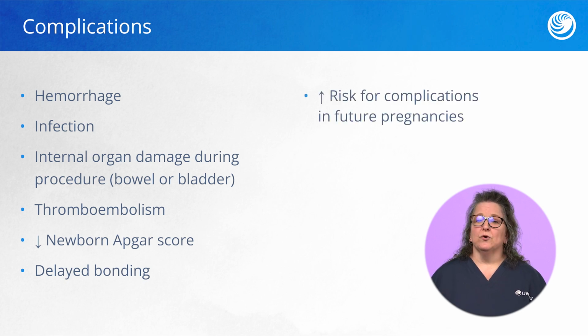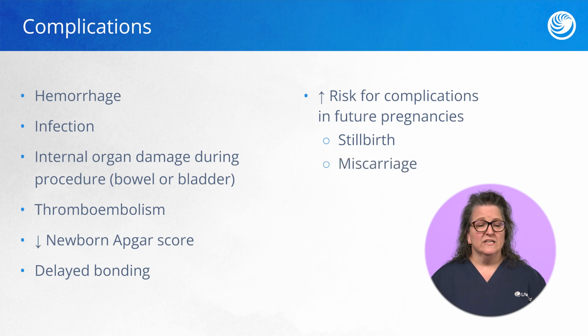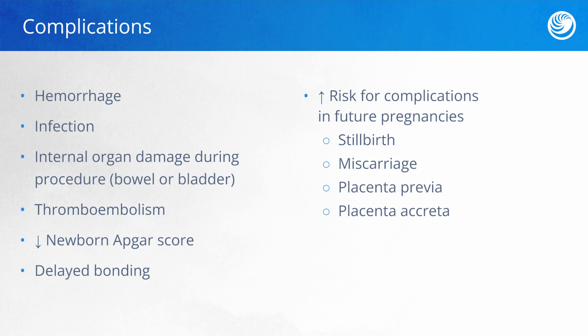A cesarean birth also increases the risk for complications in future pregnancies, with stillbirth, miscarriage, placenta previa, and placenta accreta. When the placenta does not attach to the wall of the uterus properly, it attaches too deeply into the uterine wall. And placental abruption, when the placenta pulls away and detaches from the uterine wall partially or completely before delivery.